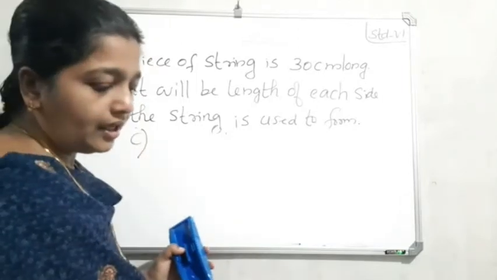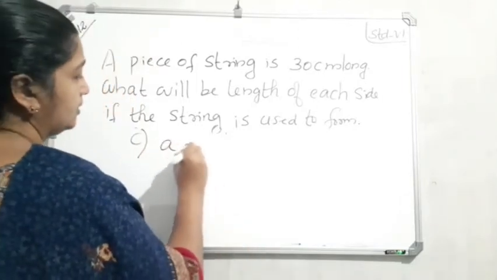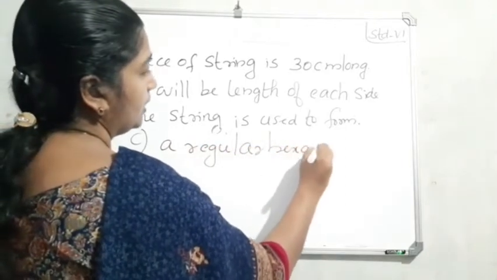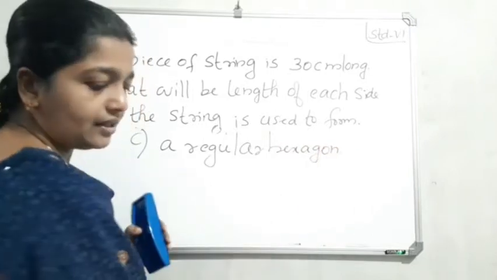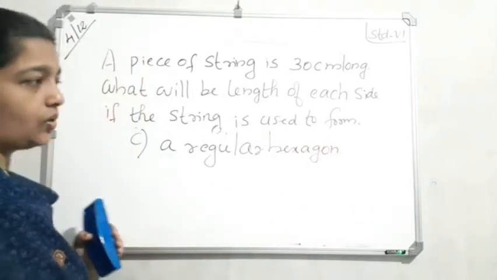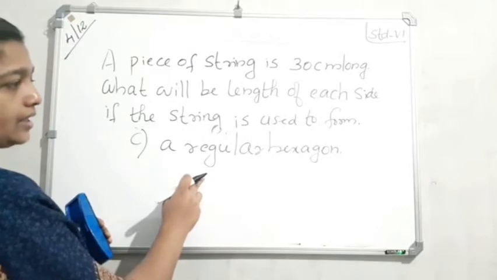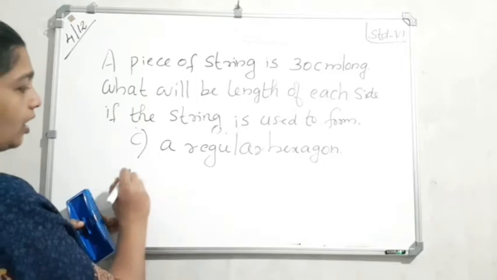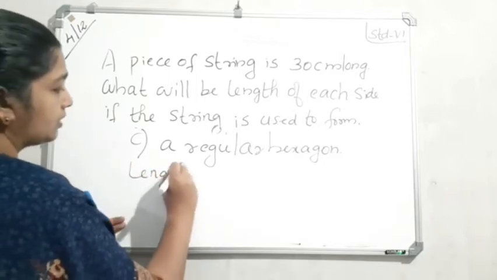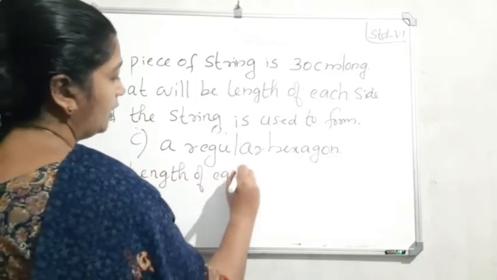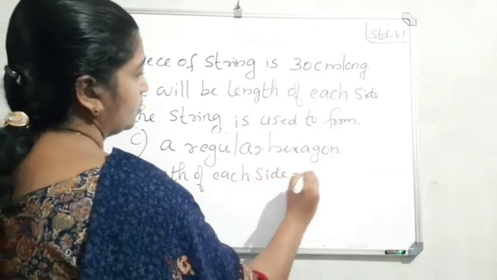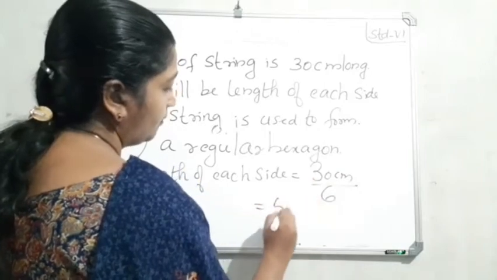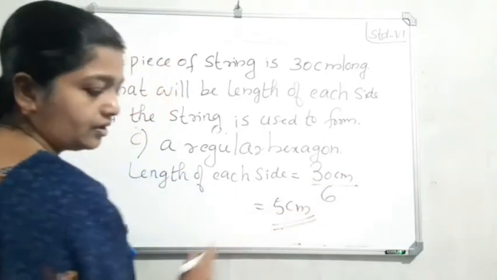Question number C. A regular hexagon. So in a hexagon, how many sides are there? 6 sides. Clear? So the perimeter of a hexagon equals 6 into the length of a side. Here we want to find the length of each side. So the length of each side equals 30 centimeter divided by 6. That equals 5 centimeter.